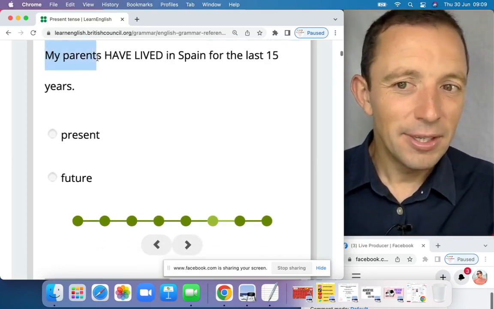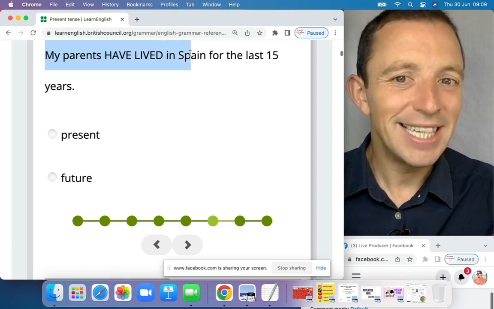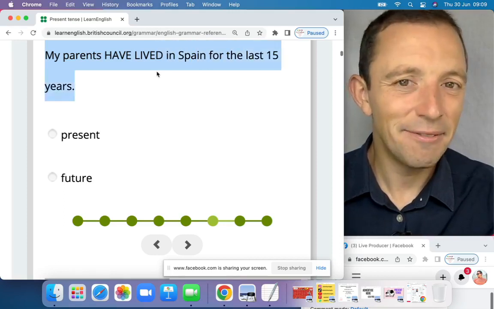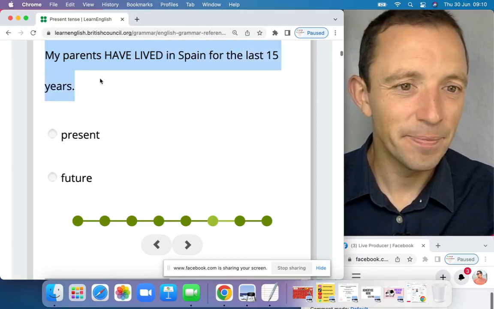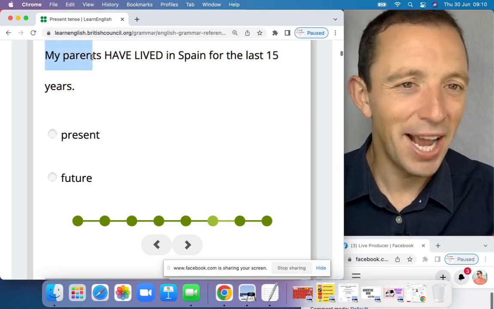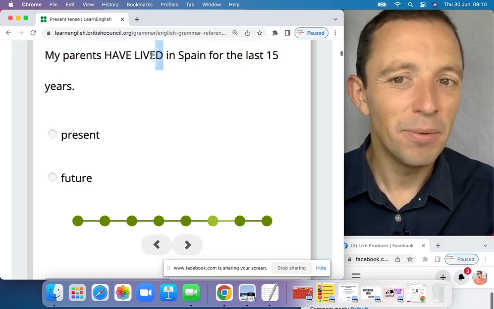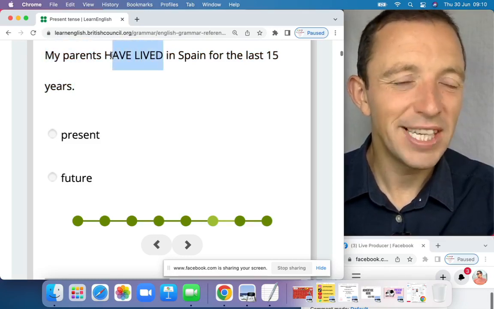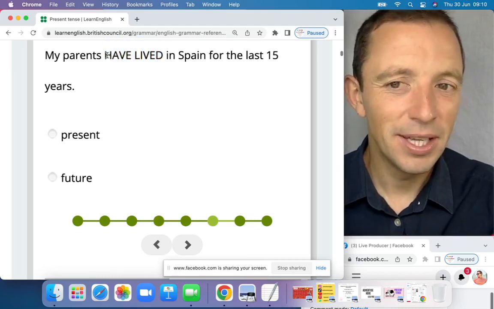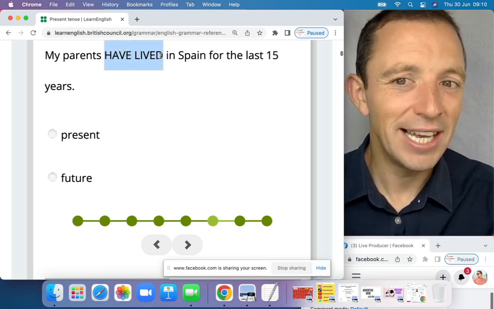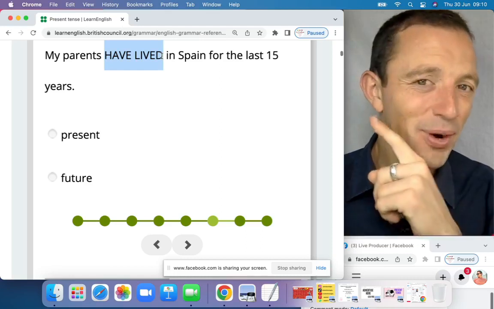My parents have lived in Spain for the last 15 years. Subject, my parents. Verb, live, plus the auxiliary, have. Have is the auxiliary and live is the participle. This is the present perfect.